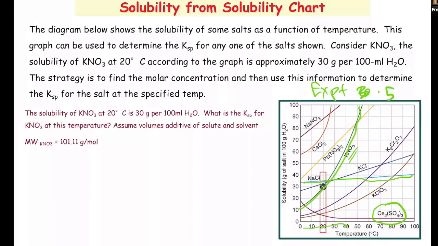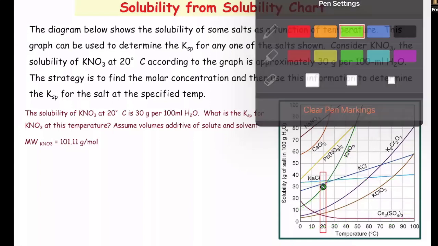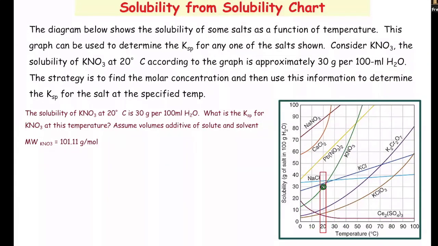So let's take a look at this right here, because this is maybe a question that might be thrown in there. The solubility of potassium nitrate at 20 degrees is 30 grams per 100 milliliters. And how do I know that? This right here is potassium nitrate. So you go to 20 degrees and you look at where the 20 intersects the potassium nitrate line. This is called a tie line because that's the graph. And you see that it's 30 grams in 100 milliliters of water.